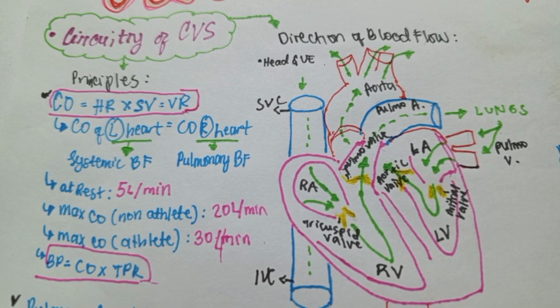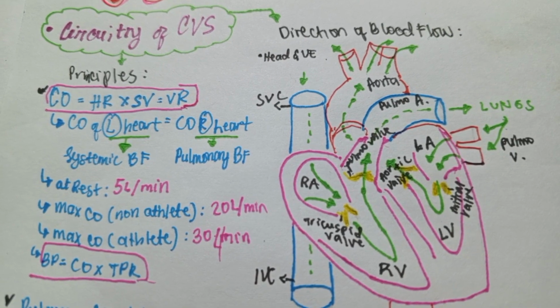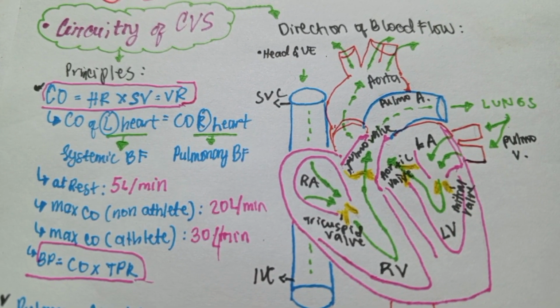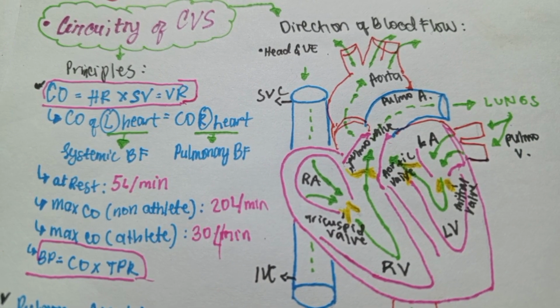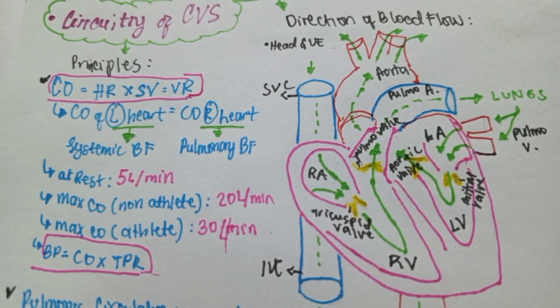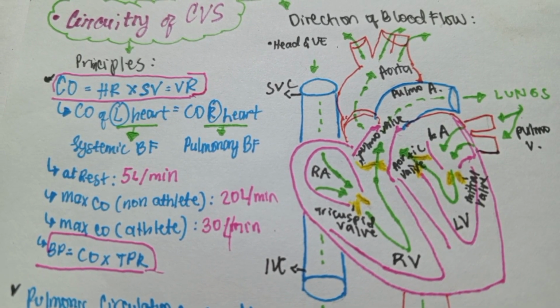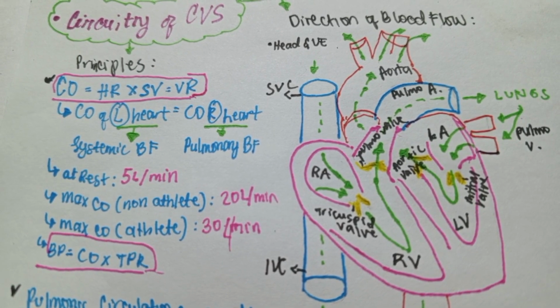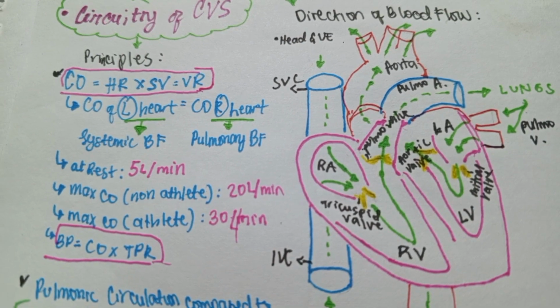the venous return. So remember that the cardiac output of the left heart is equal to the cardiac output of the right heart. So the left heart, where the systemic blood flow happens, and in the right heart, the pulmonary blood flow happens. And at rest, the cardiac output is 5 liters per minute, and the maximum cardiac output for non-athletes is 20 liters per minute, and the maximum cardiac output for athletes is 30 liters per minute.